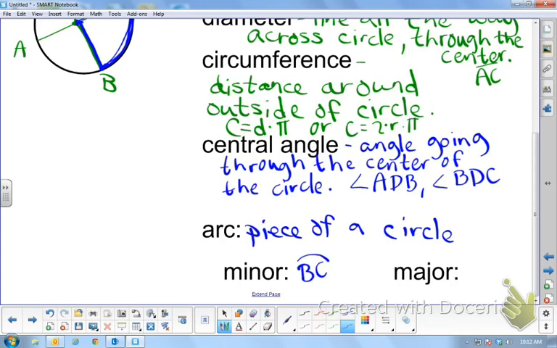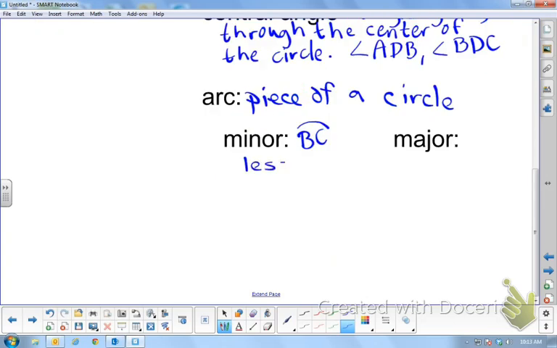Why do you think we would call an arc a minor arc versus a major arc? Because one is bigger than the other. One is smaller, one is bigger. A minor arc is less than 180 degrees. A major arc is more than 180 degrees.